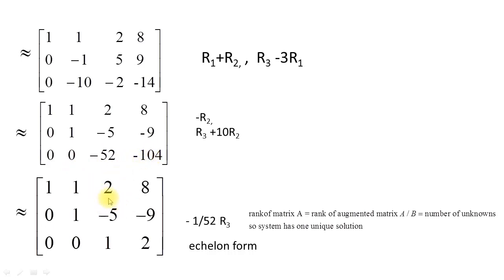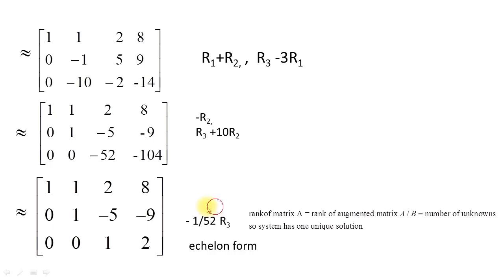Now, multiplying R3, in this position we need 1. In the diagonal we need 1, 1 and 1. So, multiplying the third row by minus 1 over 52, we obtain 0, 0, 1 and 2. And the similar matrix is 1, 1, 2, 8, 0, 1, minus 5, minus 9, 0, 0, 1 and 2. This is the echelon form.